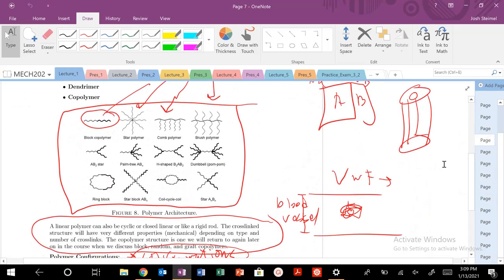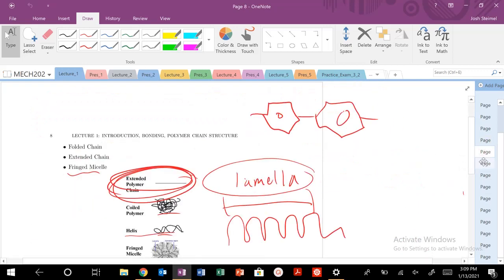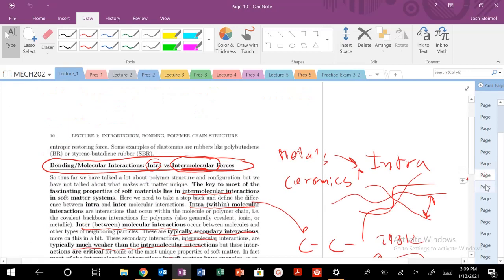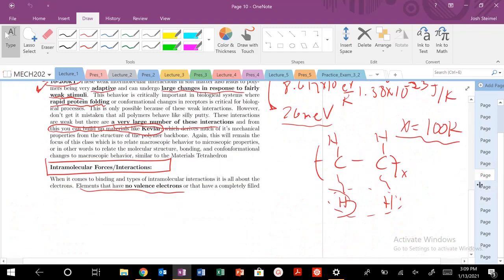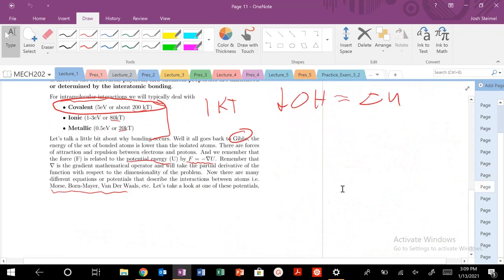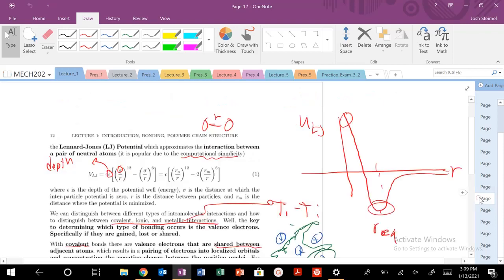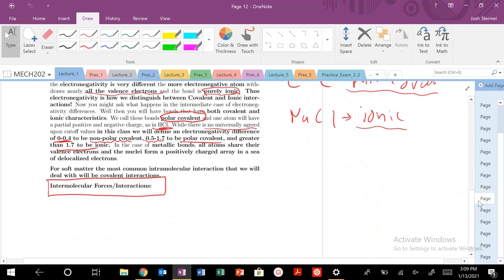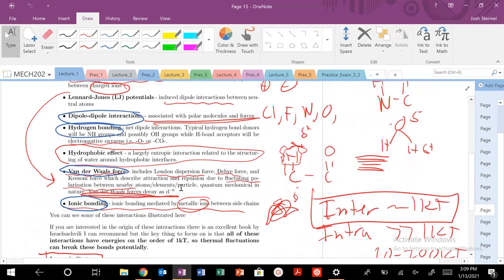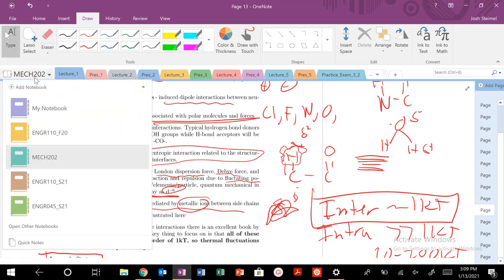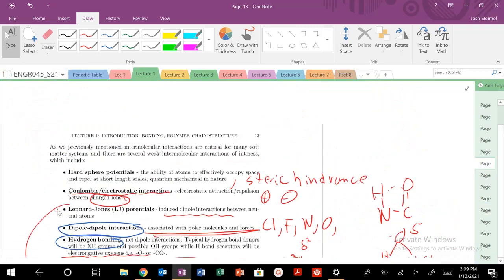Let's look at some more. Where are we at? Inter and intramolecular interactions. Here we go. Now we're getting to the good stuff. So that's my intramolecular interactions. Here are my intermolecular. So d to the minus 6. Oh, I'm so good, students. But anyways, let's go back to our course.